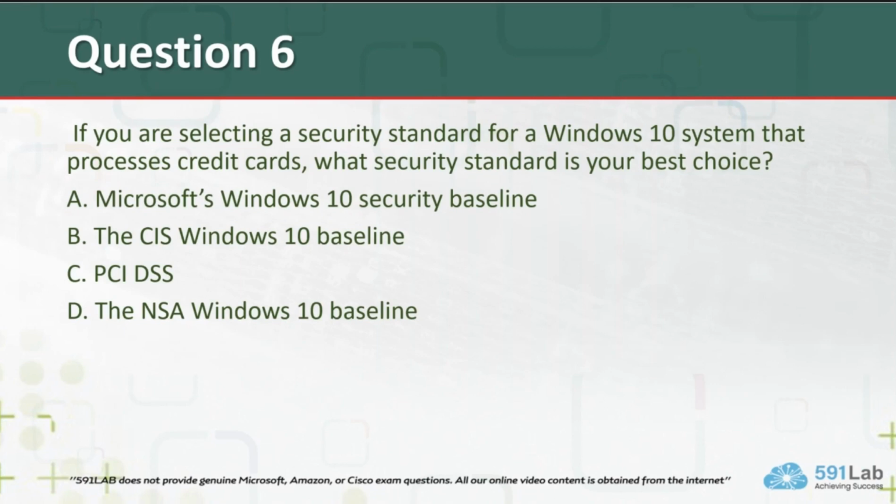You are selecting a security standard for a Windows 10 system that processes credit cards. What security standard is your best choice? A. Microsoft Windows 10 Security Baseline. B. The CIS Windows 10 Baseline, PCI DSS, or the NSA Windows 10 Baseline.